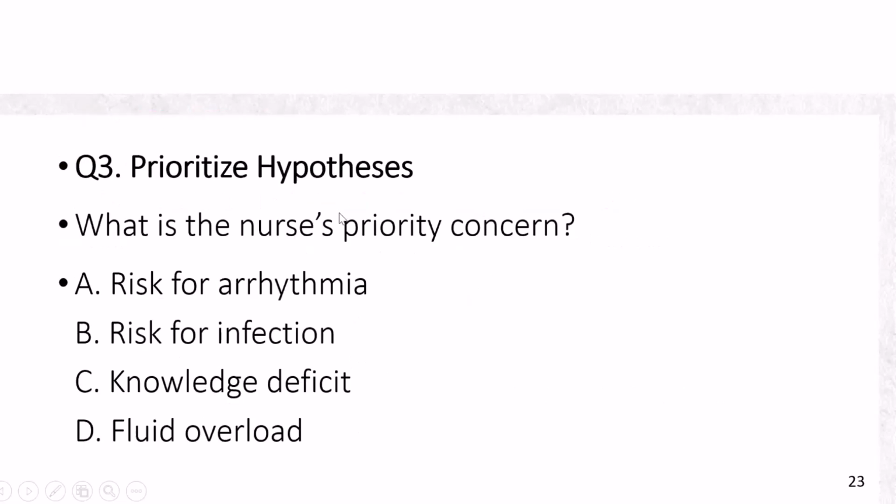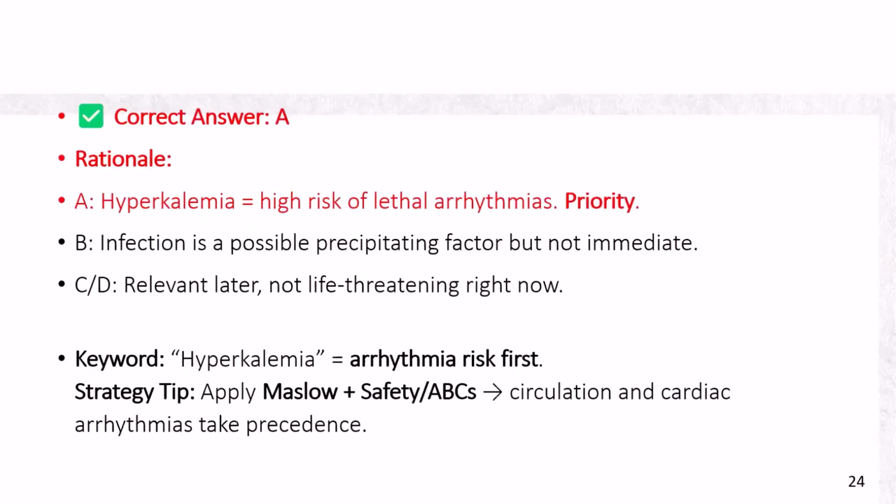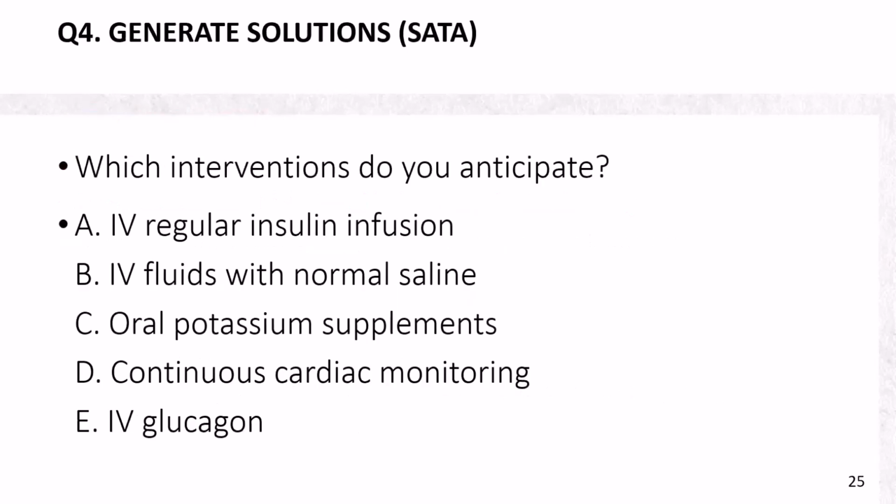Okay, so it is A, the risk for arrhythmia. That is a priority. Okay, great. So which interventions would you anticipate that you do for your patient? So we are generating solutions. It's a select all that apply. IV regular insulin infusion, fluids with normal saline, oral potassium supplements, continuous cardiac monitoring, IV glucagon.